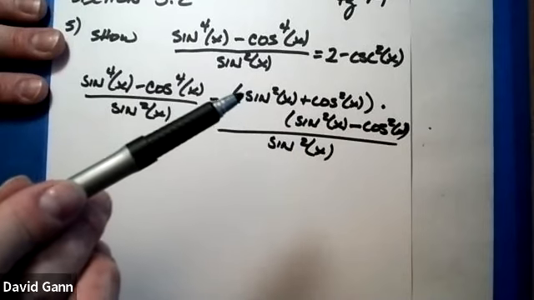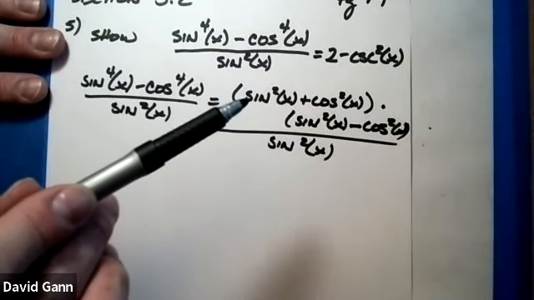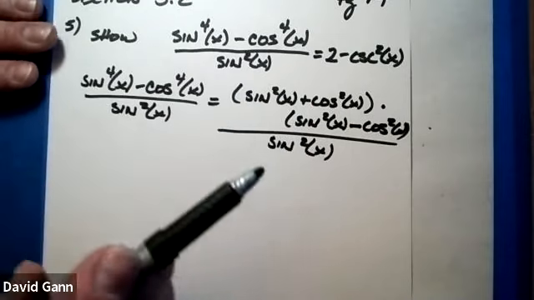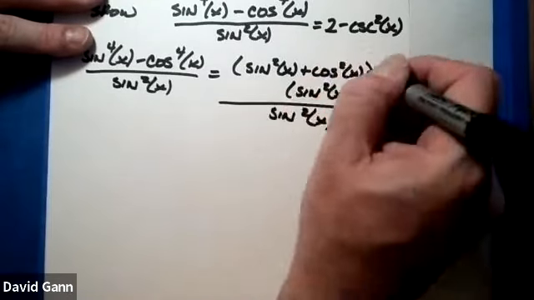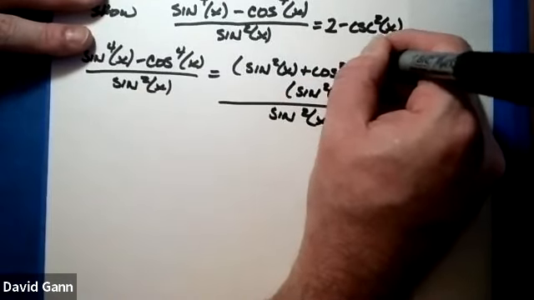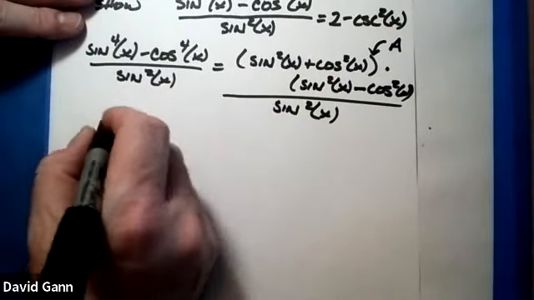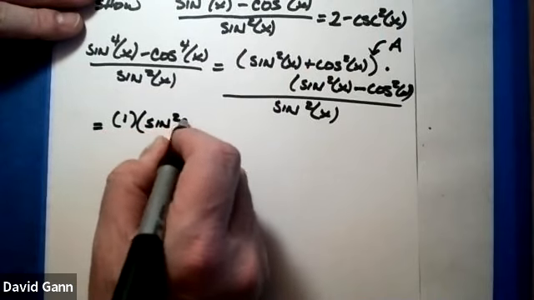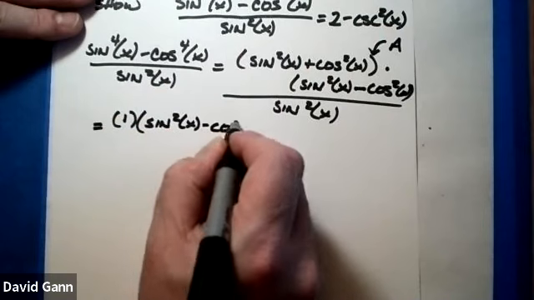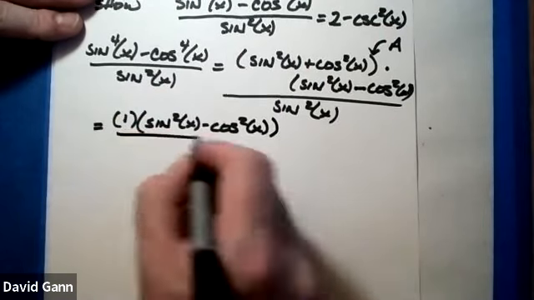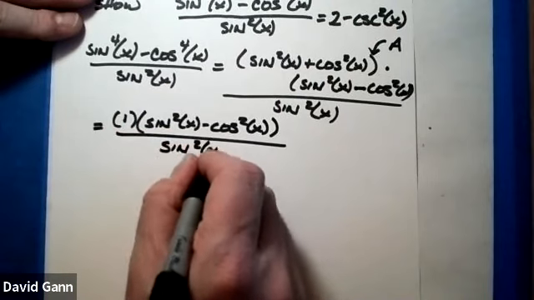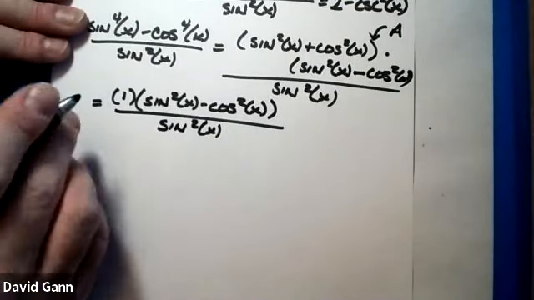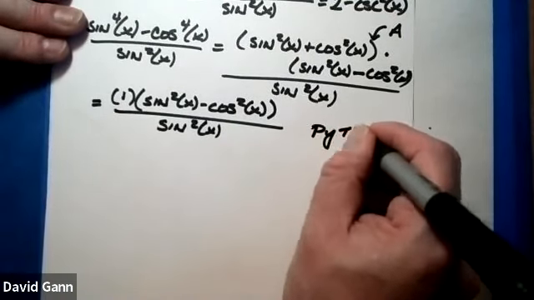Now notice that term is the first Pythagorean identity, which means it disappears, right? It becomes 1. So what we're left with is, and by the way, this is just an algebraic step here, 1 times the quantity sine squared of x minus cosine squared of x all over sine squared of x. Okay, the 1 is unnecessary, but this is a Pythagorean identity.